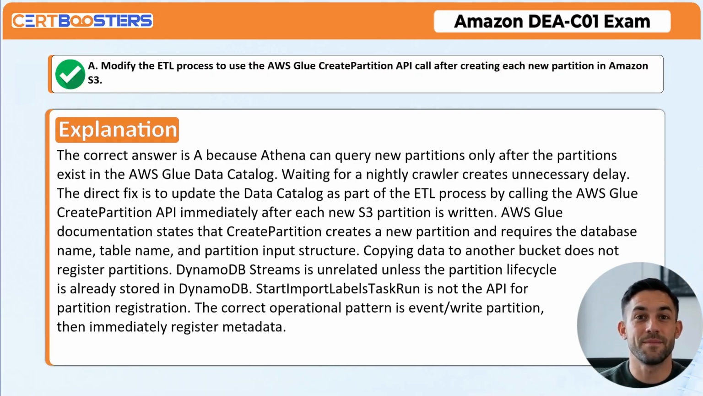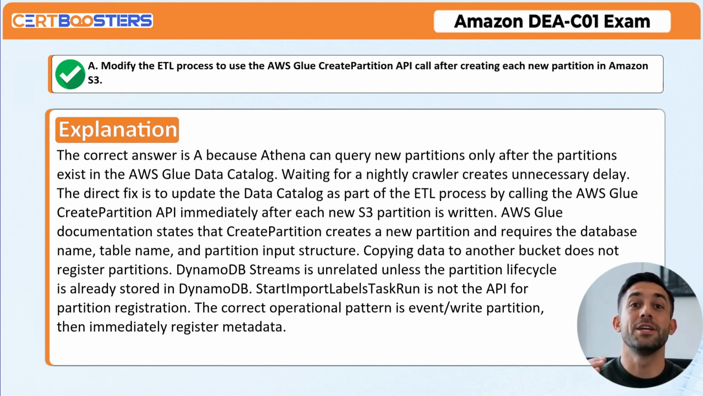Correct answer. A. Modify the ETL process to use the AWS Glue CreatePartition API call after creating each new partition in Amazon S3. Explanation. The correct answer is A, because Athena can query new partitions only after the partitions exist in the AWS Glue Data Catalog. Waiting for a nightly crawler creates unnecessary delay. The direct fix is to update the Data Catalog as part of the ETL process by calling the AWS Glue CreatePartition API immediately after each new S3 partition is written.